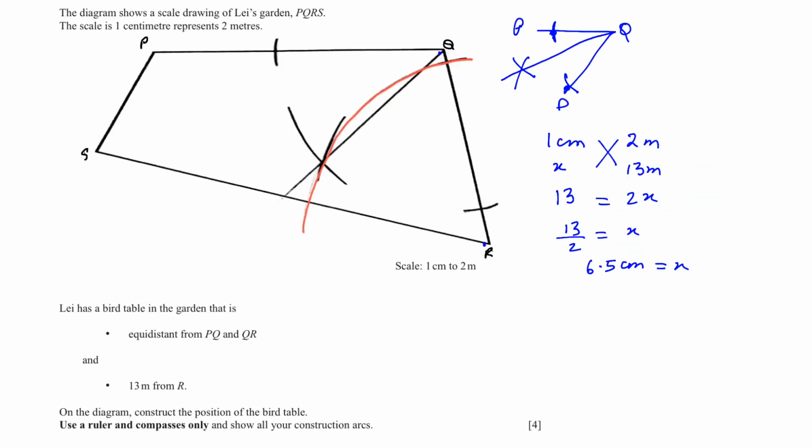So this is how your arc will look like. From R, we make an arc with 6.5 centimeter. And for the angle bisector, this is the first arc we will make, the second arc. From the second arc, we will make an arc here, and from the first arc here. That's how we cut the arcs. So the bird table is going to be at this point.